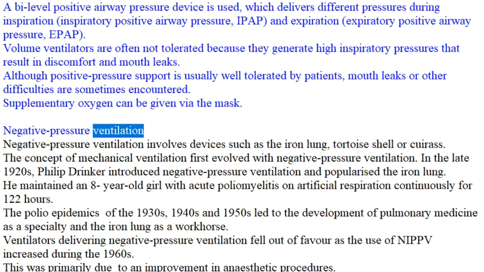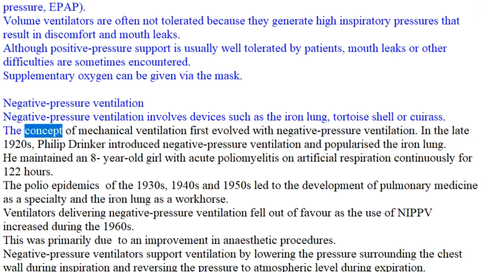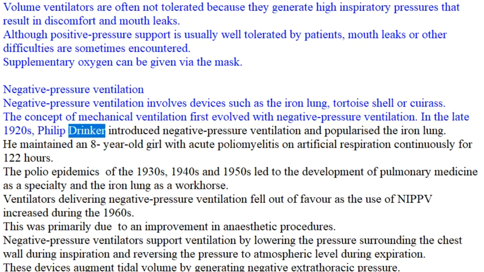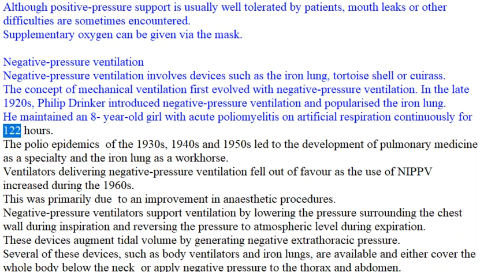Negative pressure ventilation. Negative pressure ventilation involves devices such as the iron lung, tortoise shell, or cuirass. The concept of mechanical ventilation first evolved with negative pressure ventilation. In the late 1920s, Philip Drinker introduced negative pressure ventilation and popularized the iron lung. He maintained an 8-year-old girl with acute poliomyelitis on artificial respiration continuously for 122 hours.